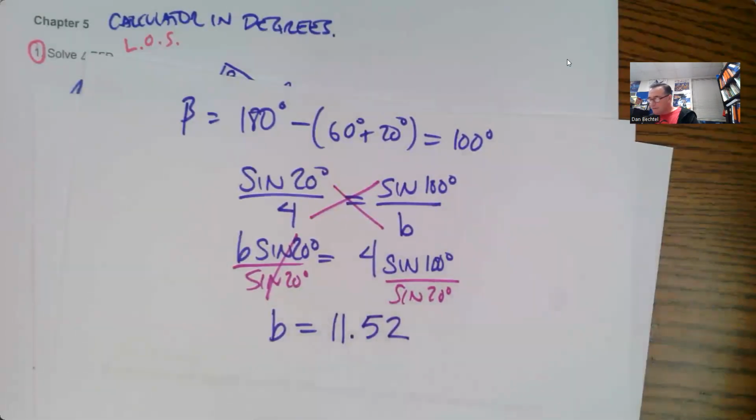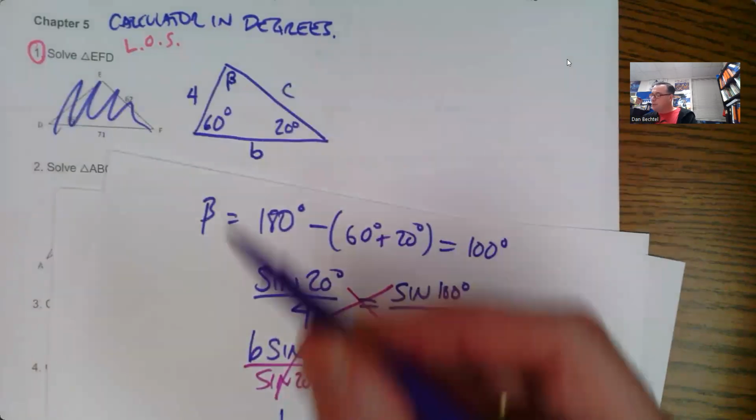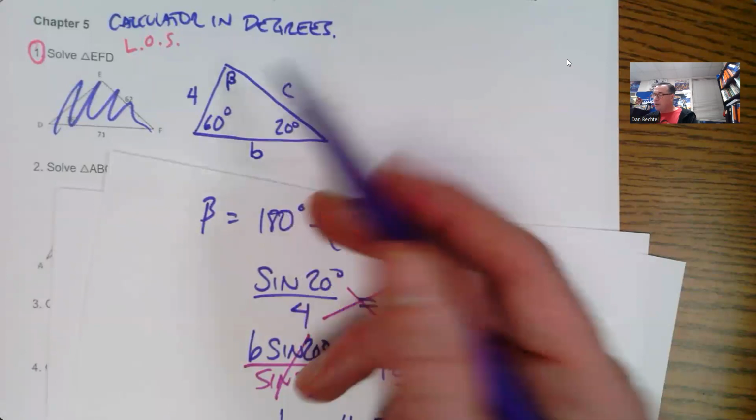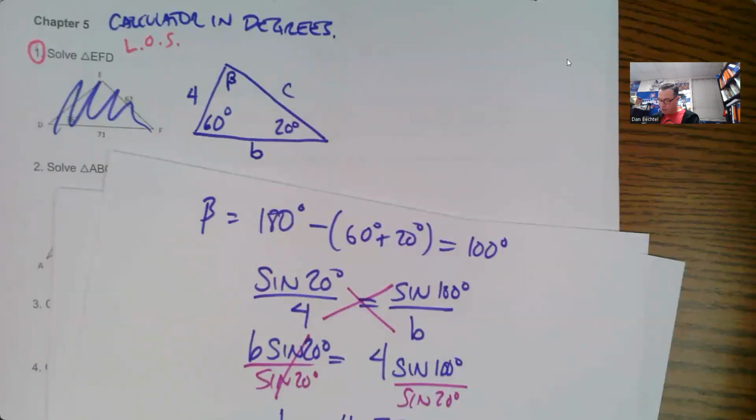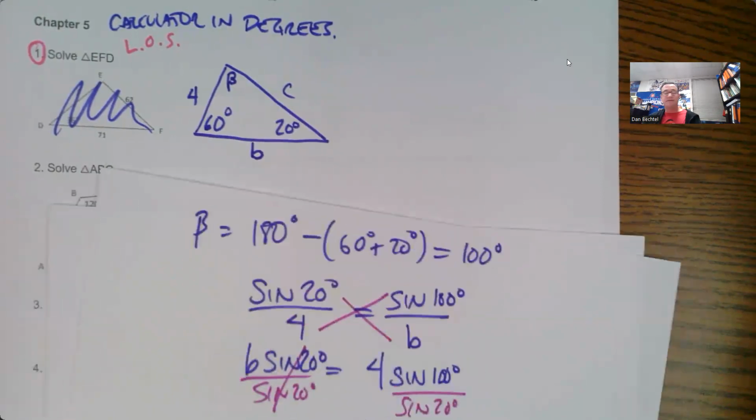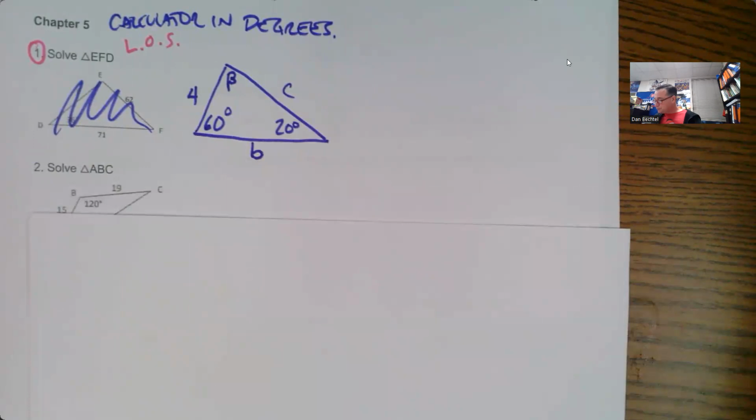Okay, so we've got all the values that we're going to need for something like this. We have B is 11.52, we have C is 10.13, and we have angle beta is 100 degrees. Okay, so you have everything that you're going to need for a law of sines problem.